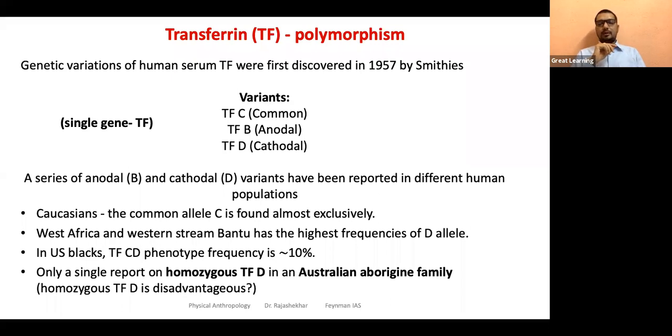And Australian Aboriginals, there are some studies that have indicated that they contain some amount of D, but not exclusively. So D seems to be more common in Bantu areas, but D seems to be not very well selected otherwise. So there may be some form of disadvantage of carrying the TFD allele. Otherwise, C is more common in Caucasians, and in Western Africa and other regions it is D. US blacks have about 10% CD.